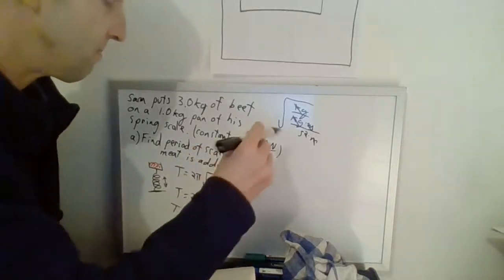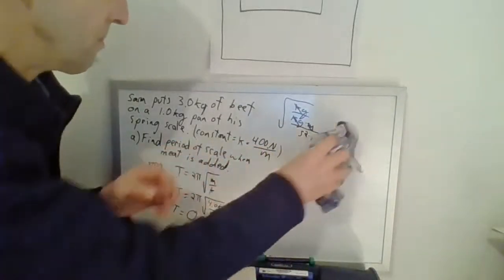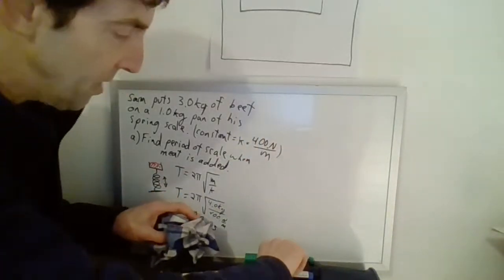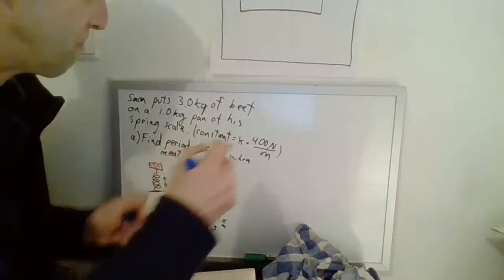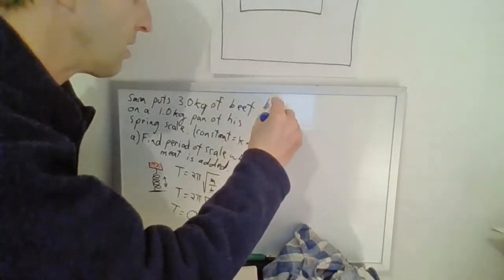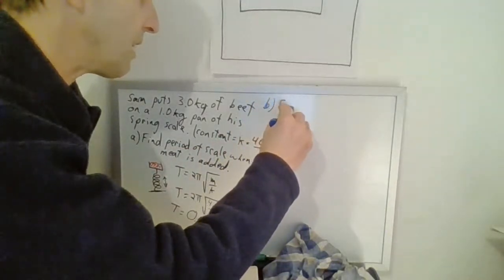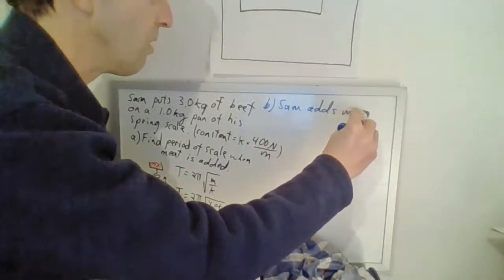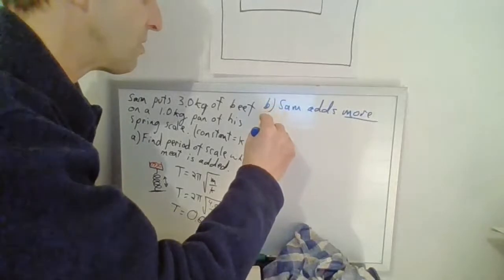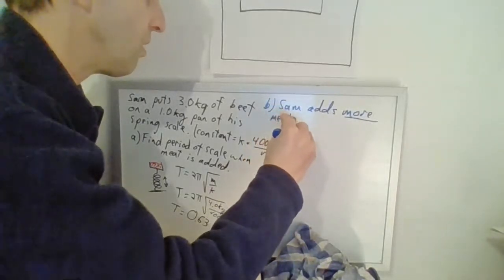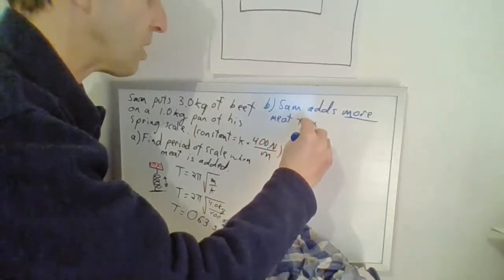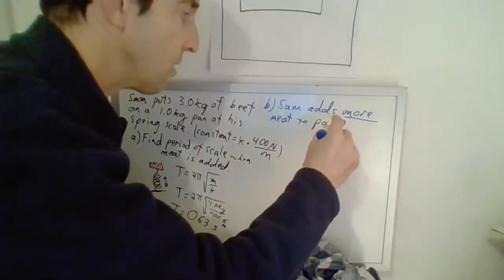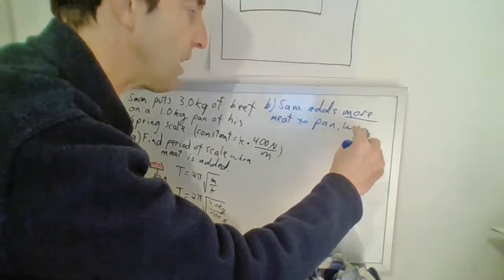All right, part B. B for Sam. B is a thinker, so everybody, even if you don't have a calculator with you. For B, Sam adds more meat to the scale, to the pan. What happens to the period? Now it's just a qualitative answer.